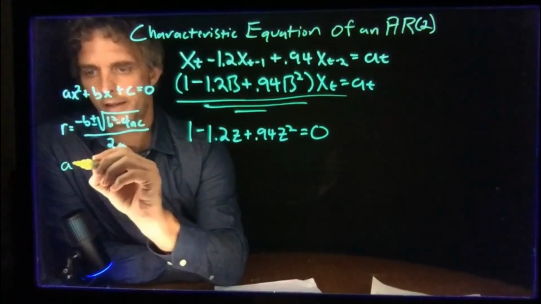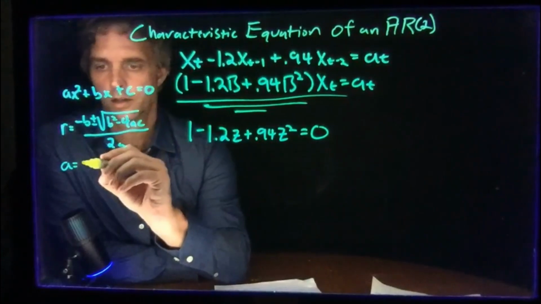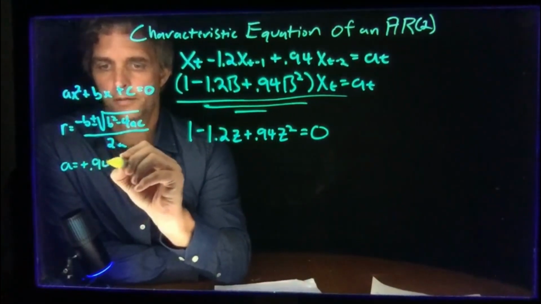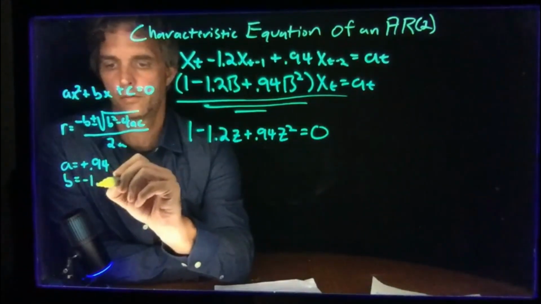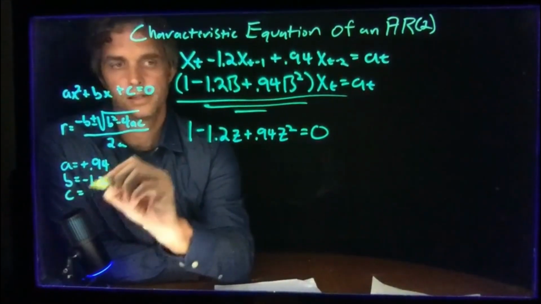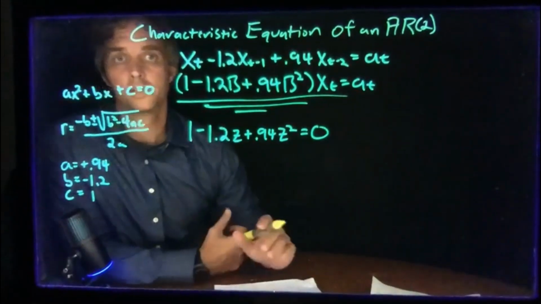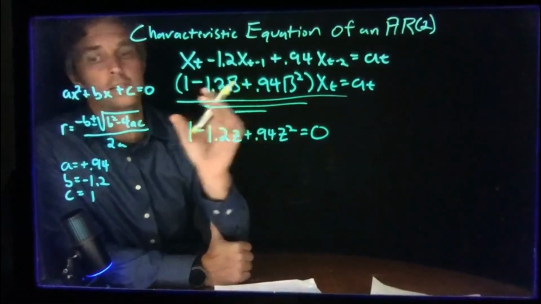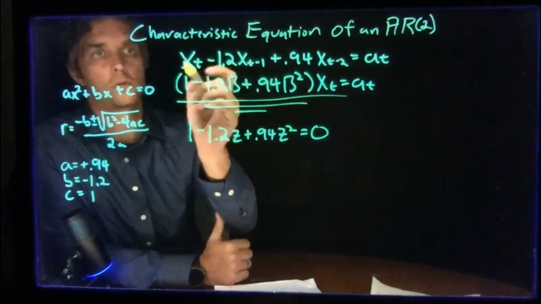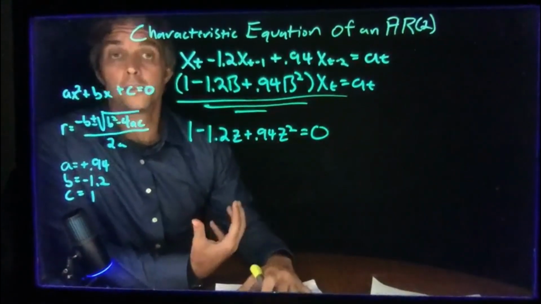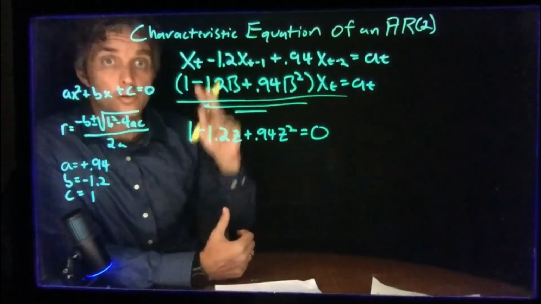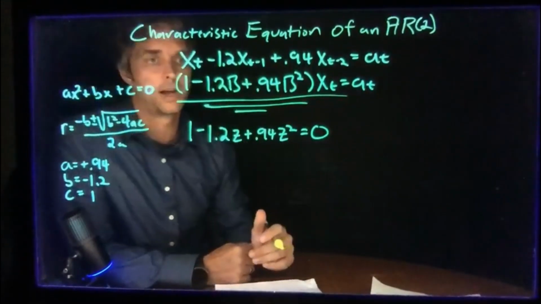But let's go ahead and write those down for good measure. I always like to do this just to keep all the bookkeeping straight. So a is 0.94, b is equal to negative 1.2, and c is equal to 1. And most of the time, if not all the time that we'll be doing this, c will always be 1 because we're always going to start with Xt. So, okay, we've got that. Now we're trying to find the roots to see if they are outside the unit circle, if they're bigger than 1 in absolute value.